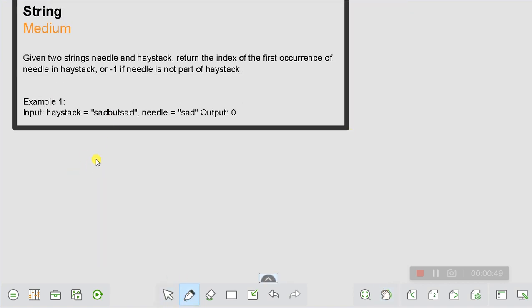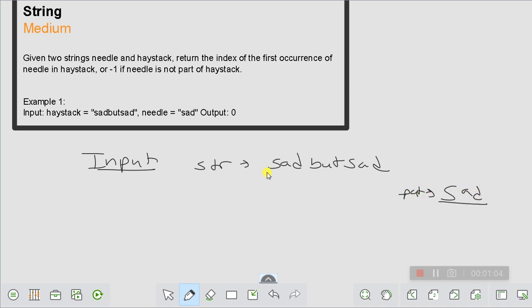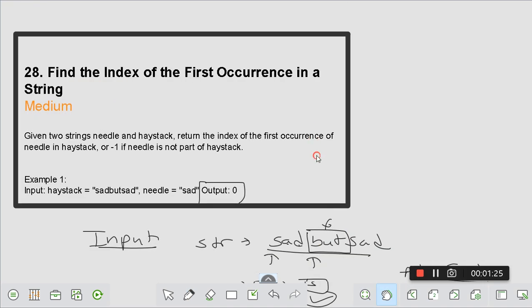The example gives an input which is the haystack string str, "sad but sad", and you have to find the index of the first occurrence of "sad", which is the pattern string. Here index 0 is the first occurrence of "sad", so I'm going to return 0 as my output. Now what if my pattern is "but"? In that case I'm going to return this index, which is 0, 1, 2, 3. So 3 is going to be my output. I hope you got the idea behind what the KMP algorithm is about. Now I'm going to move to the solution.